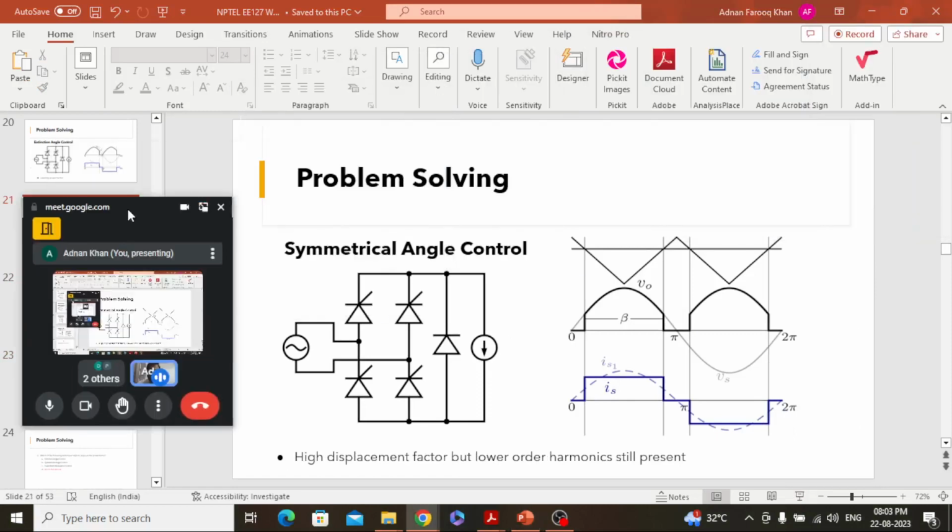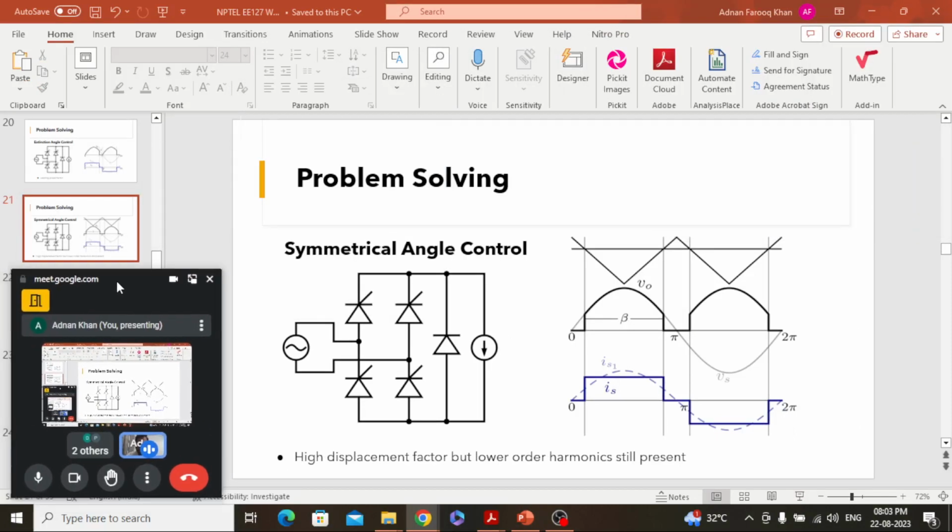Now coming to the second thing, that is the symmetrical angle control. In symmetrical angle control, we'll be using devices which are controllable, where we'll be able to control the turn on as well as the turn off, and the angle where we turn on will be similar to the angle where we turn it off.